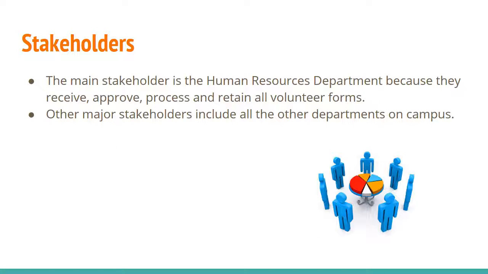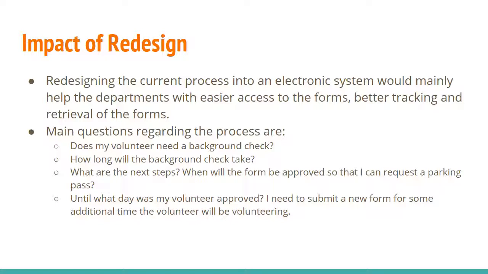Stakeholders. The main stakeholder is the Human Resources Department because they receive, approve, process, and retain all of the volunteer forms. Other major stakeholders include all of the departments on campus. Impact of the redesign. Redesigning the current process into an electronic system would mainly help the departments with easier access to the form, better tracking, and retrieval of the forms.